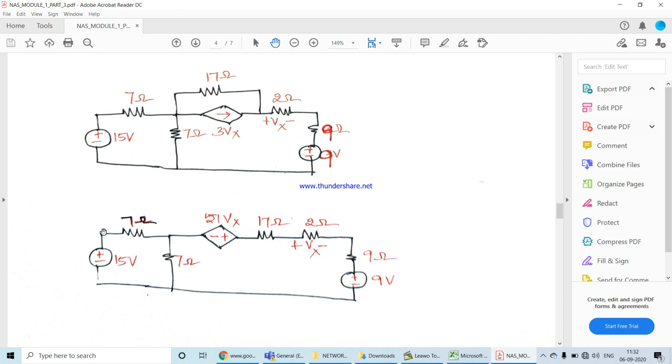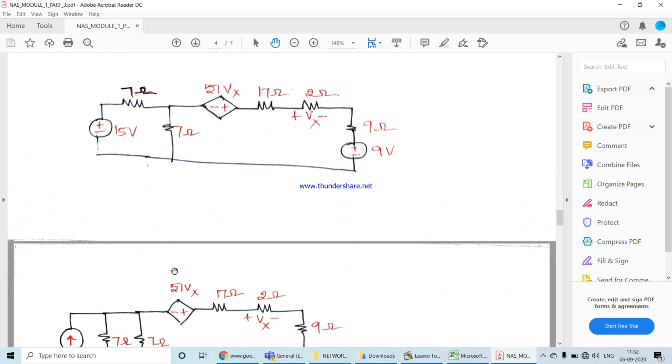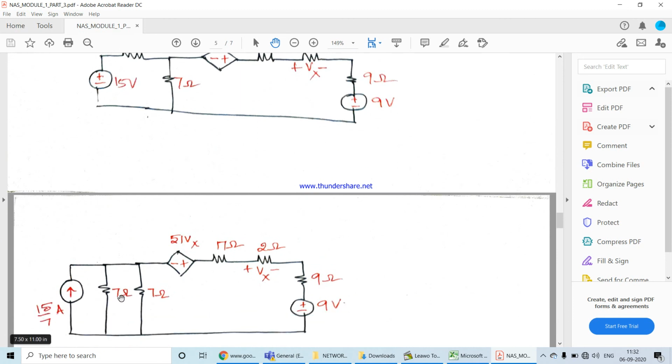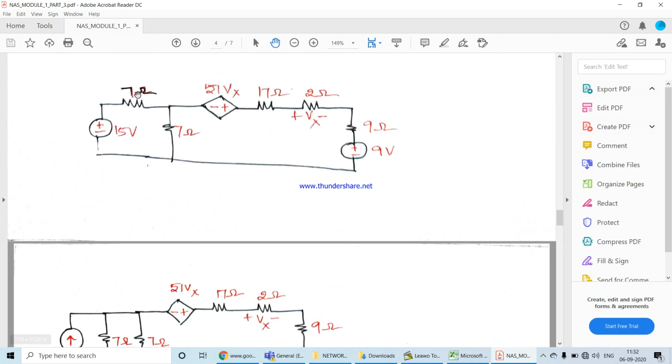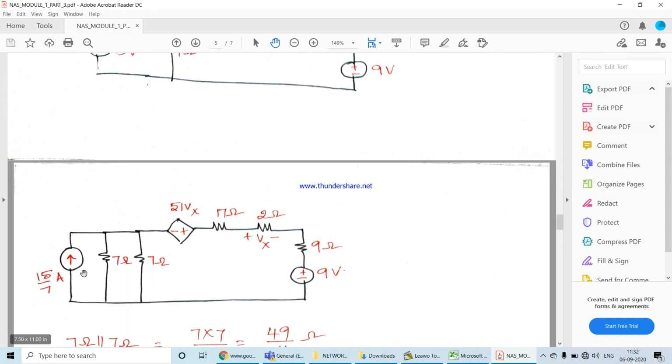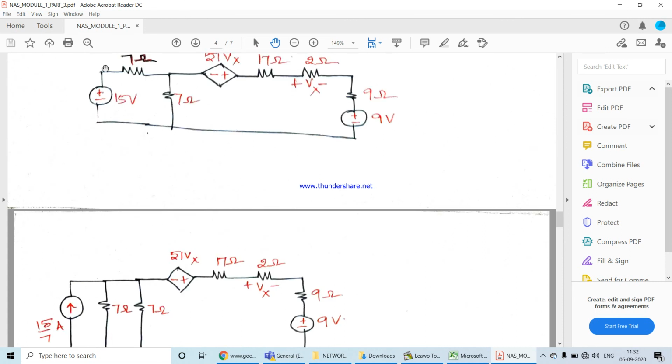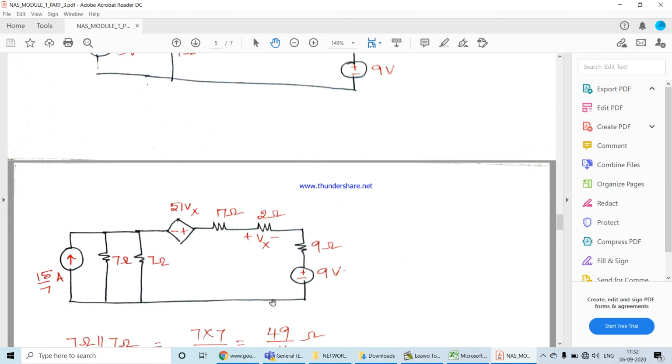Now, can I convert this series into parallel so that these resistances can be converted into an equivalent resistance? That is what we do here. So 15 volt in series with 7 converts into a current source in parallel with the resistance. V by R, 15 by 7, is the current source value. 15 by 7 in parallel with 7 ohms, in parallel in turn with 7 ohms. And that in turn follows with the other part of the circuit.